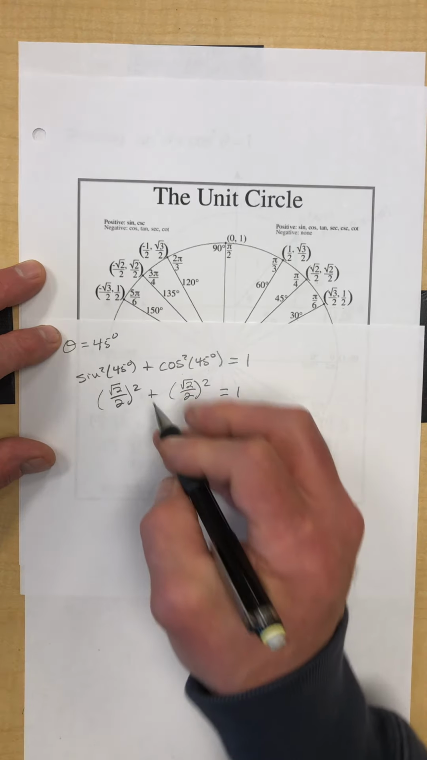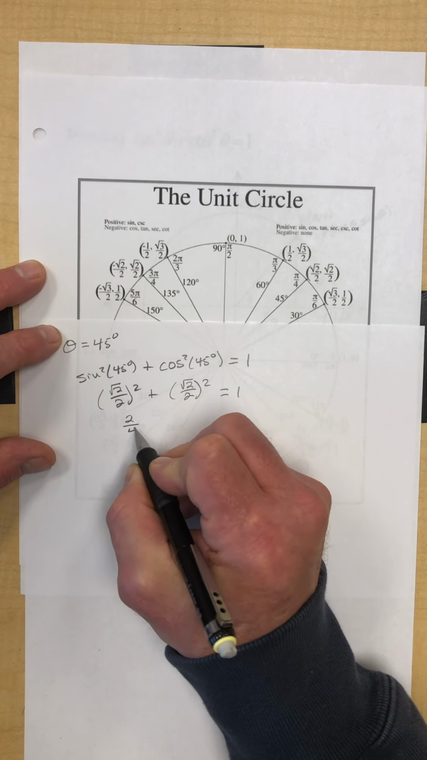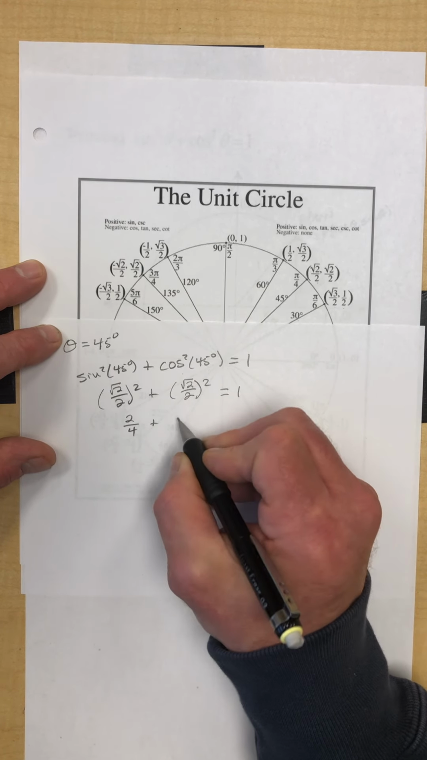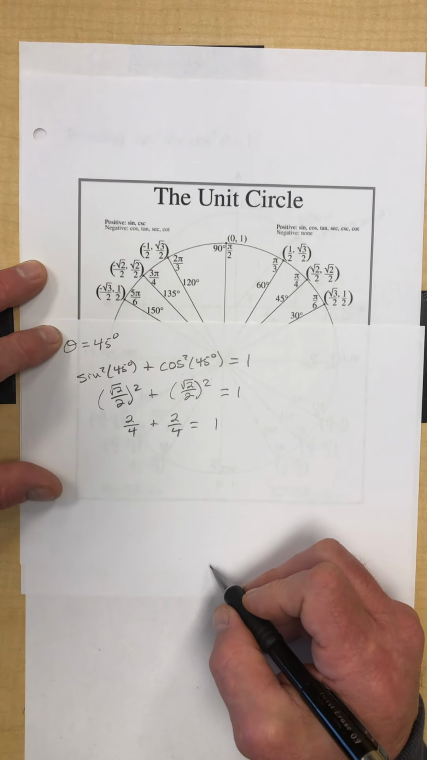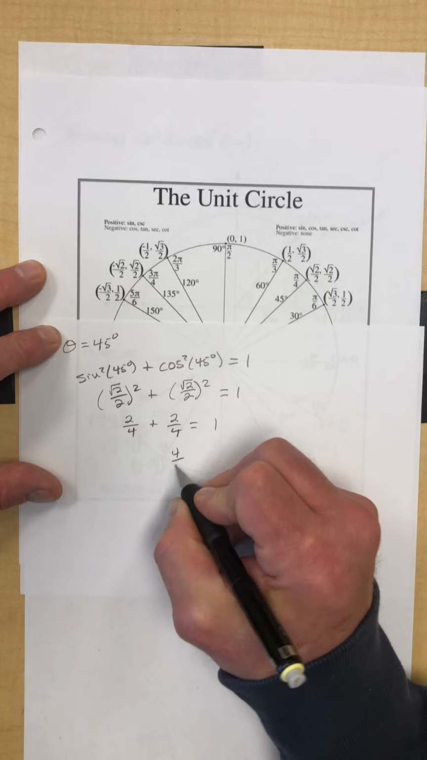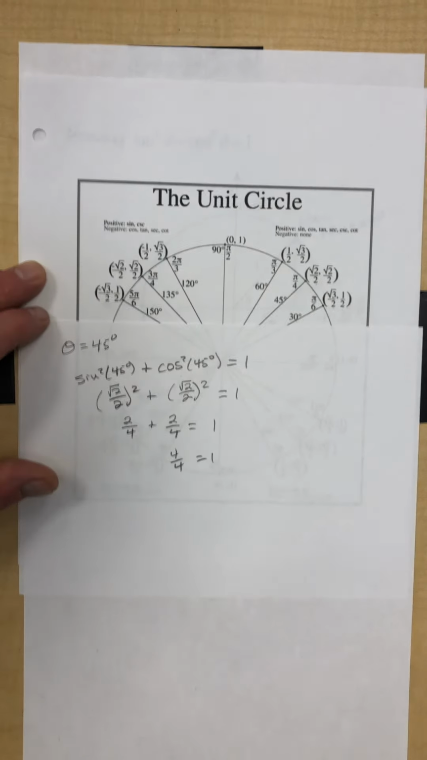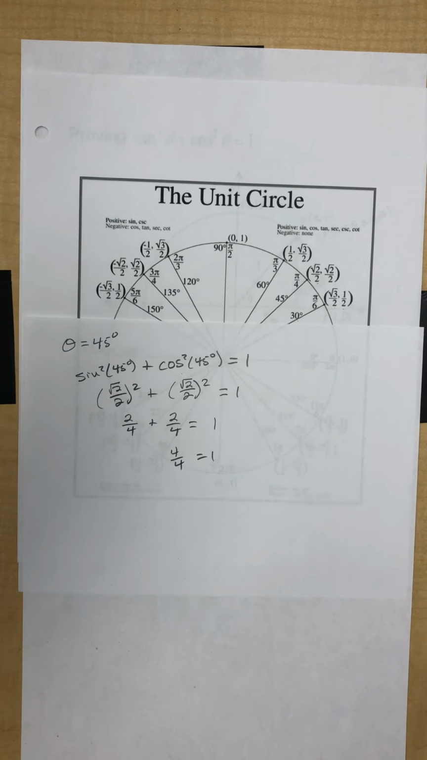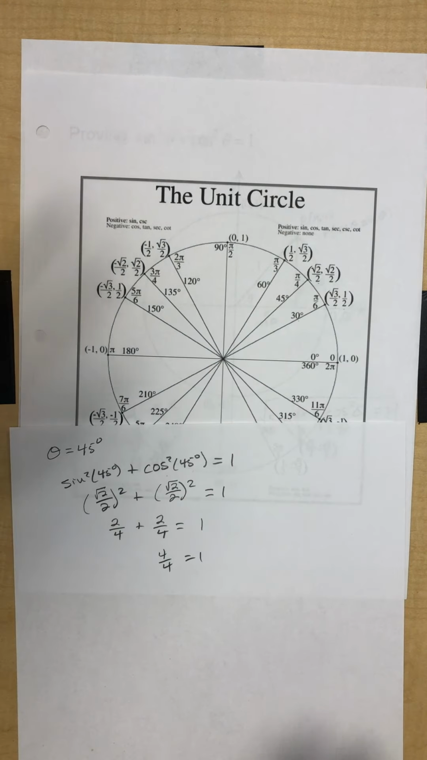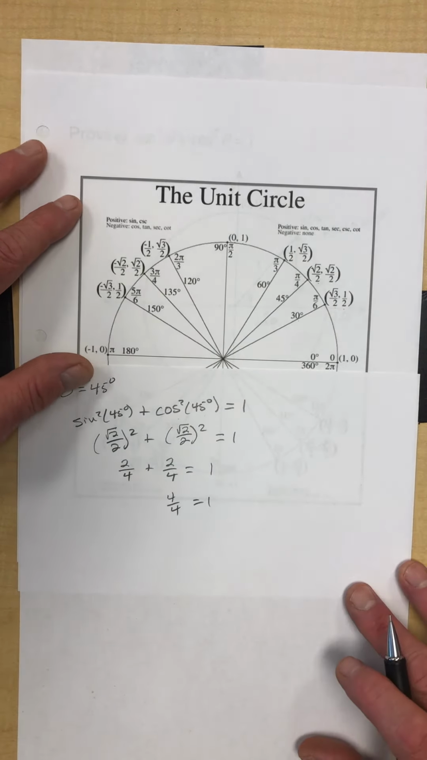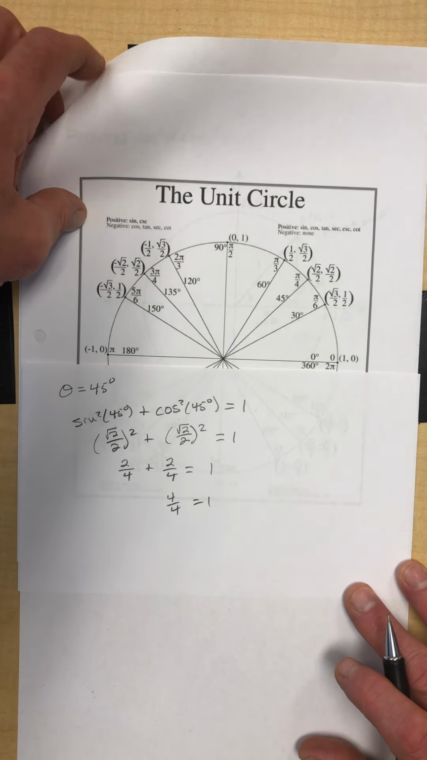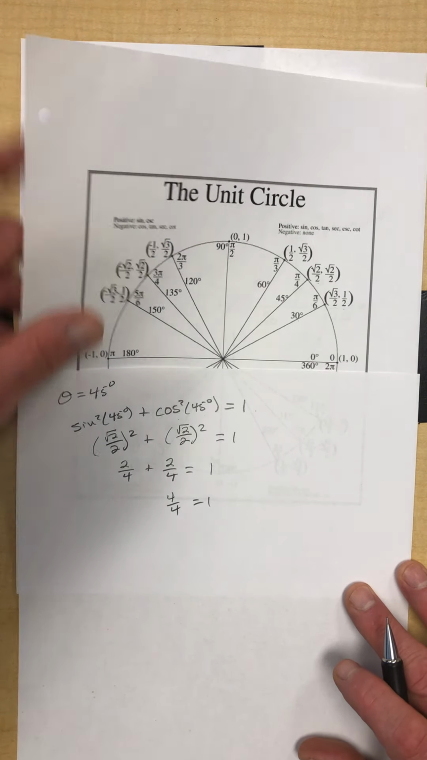And so if I square this, notice I'm going to get 2 fourths. If I square this, I'm going to get 2 fourths. And obviously 2 fourths plus 2 fourths is 4 fourths. That's going to happen everywhere on the unit circle. It doesn't matter. If you don't believe me, you're more than welcome to take some random values off the unit circle and verify them, and it'll come out to 1 every single time.